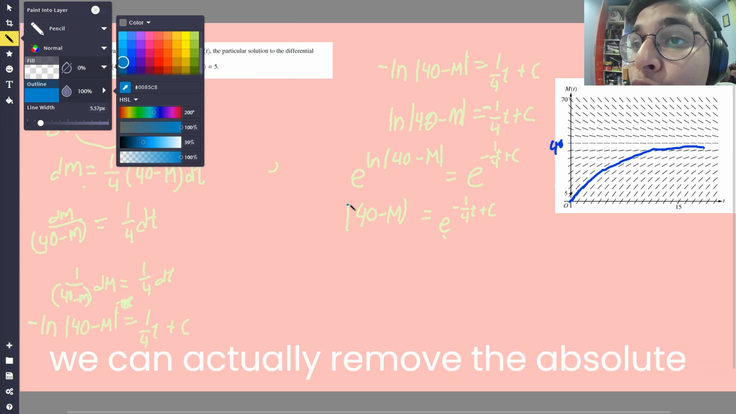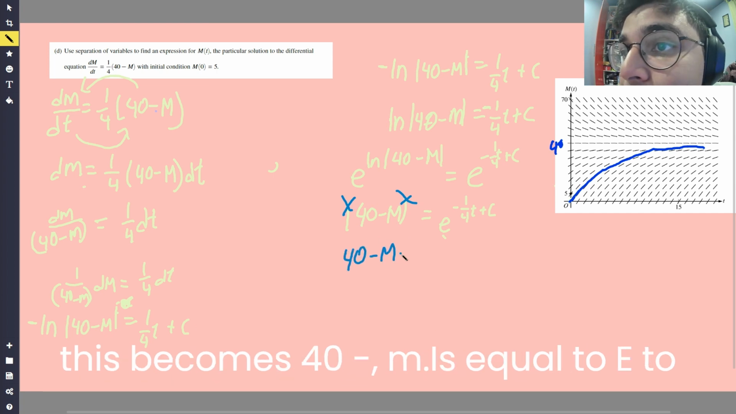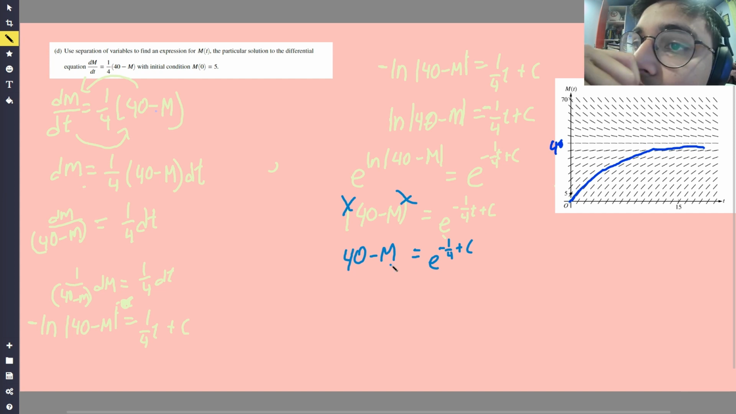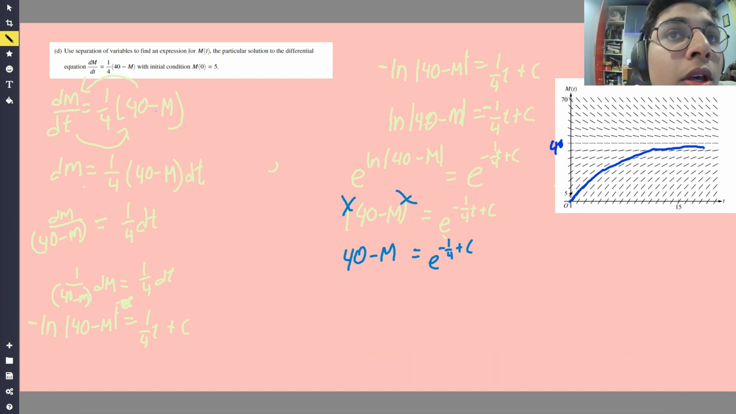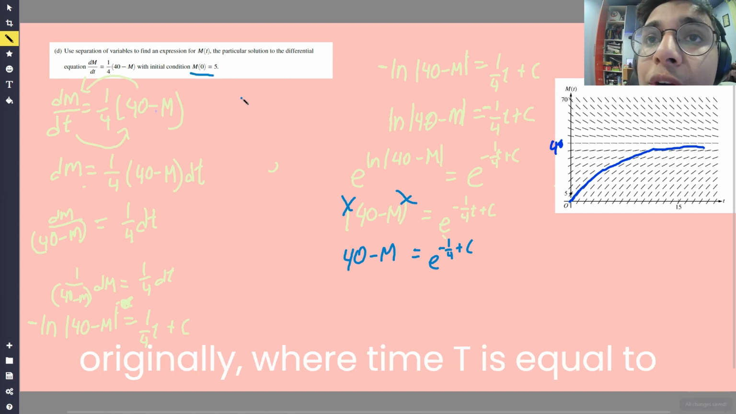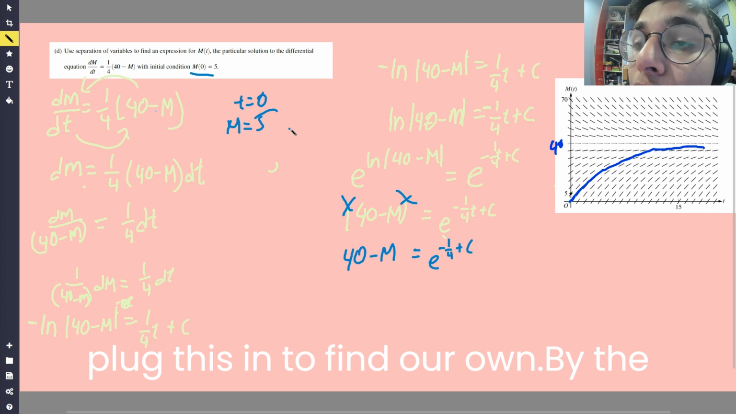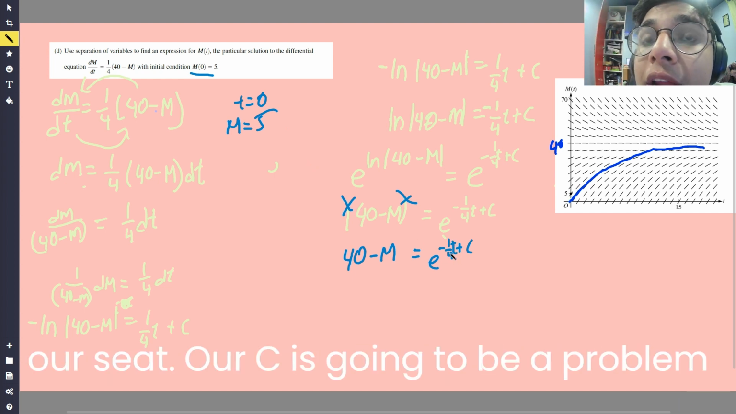Because we know this cannot be negative, we can remove the absolute value using the logic that they gave us in the beginning of the equation. So this becomes 40 - m is equal to e to the power of -1/4 t + c. Now, this becomes significantly simpler. So they give us the initial conditions, the same thing that they gave us originally, where time t is equal to 0, m is equal to 5. We can plug this in to find our c.